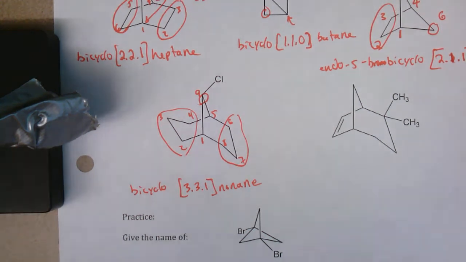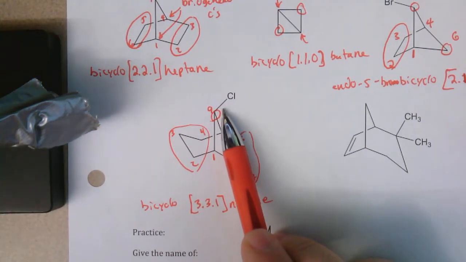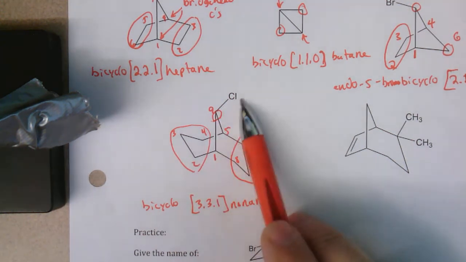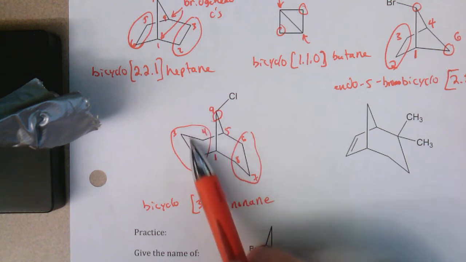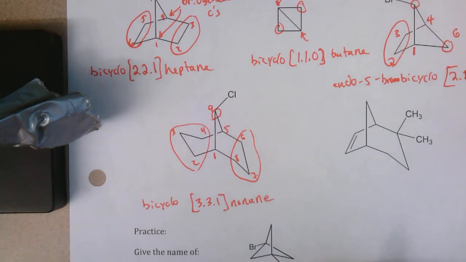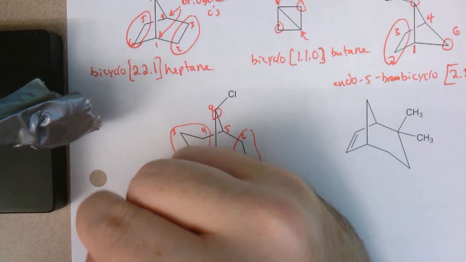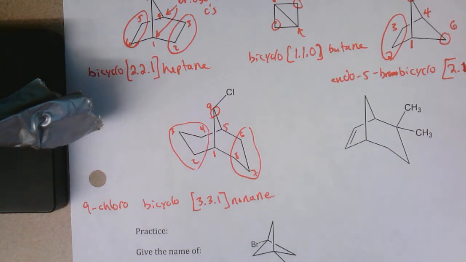Okay. Then I need to name the chloro part. The chlorine is on carbon 9. I need to decide, is this endo or exo? In this case, these are both 3-carbon bridges. So whether the chlorine is facing this way, closer to this side, or facing this way, closer to this side, either way, there's not a larger and a smaller bridge we have to determine endo versus exo. So this one doesn't need endo or exo in its name. This would just be 9-chloro-bicyclo-3,3,1-nonane.